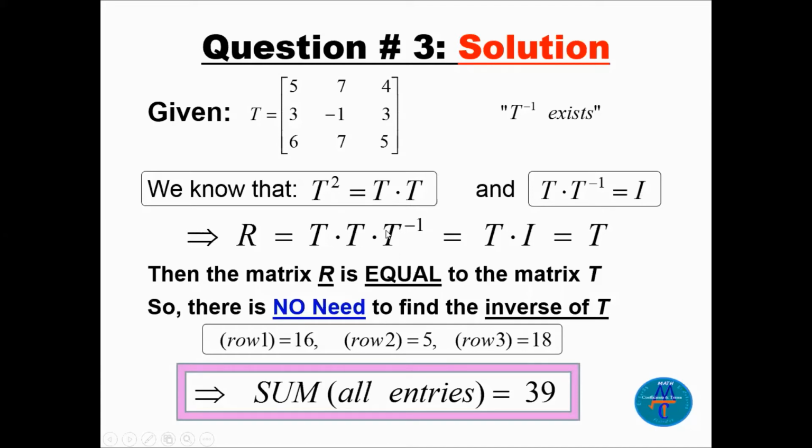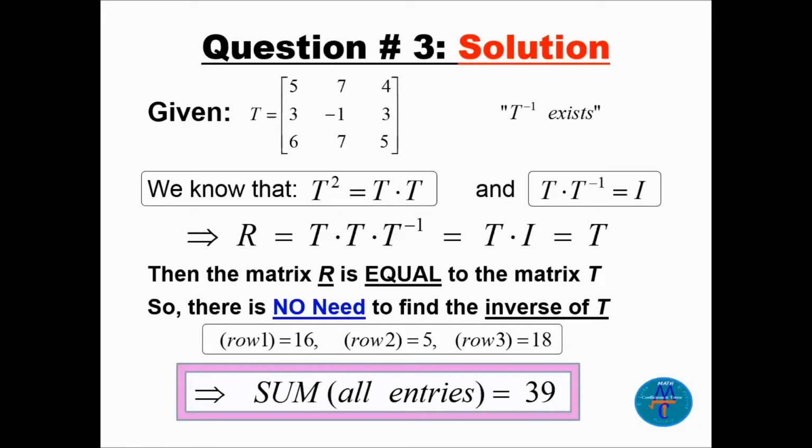You see, T times T inverse, from there I, T times I is T. So what is R? R is T. Oh my goodness, you see how much easier? So now the matrix R is equal to the matrix T. So there is no need for the inverse. There is no need for the squaring. You multiply T by T.